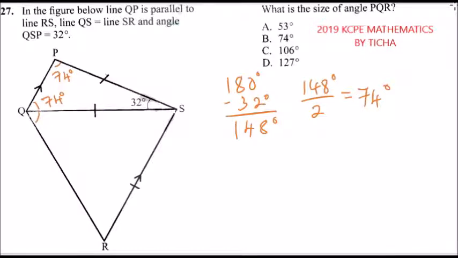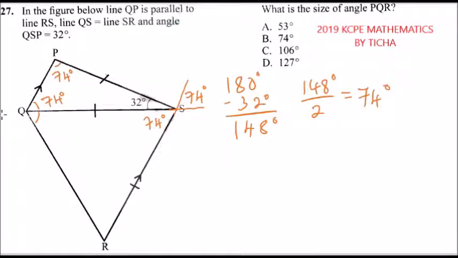So what we do, we can extend line QS and also extend line SR, and because these two lines, QP and RS, are parallel, and this QS cuts the two parallel lines, it means this angle here is also 74. Corresponding angles, that's what we call them. If that angle is 74, this is also 74 degrees, vertically opposite angles.